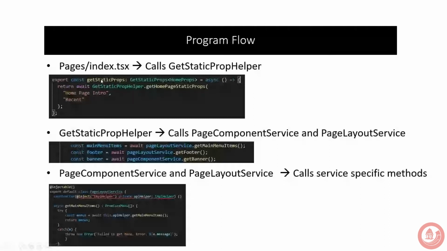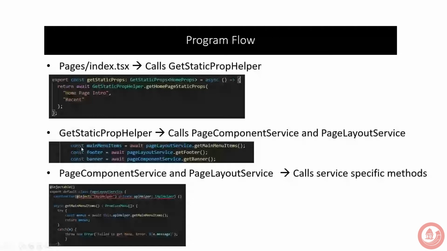So there is this getStaticProps method, and the only thing that I have done is refactor it. Every page calls a get static props helper class, which has, for example, for the home page, a method called getHomePageStaticProps. And for a different page, like photography, it has a different method. The reason to refactor is moving the methods into one place.